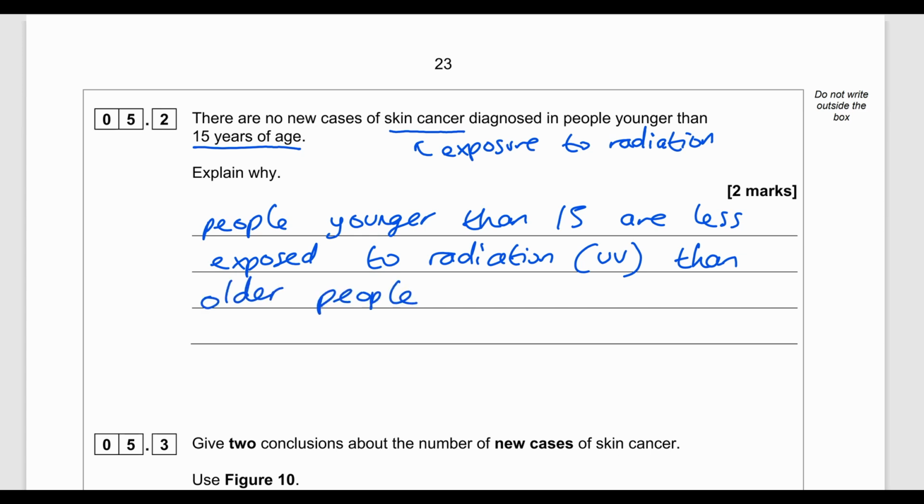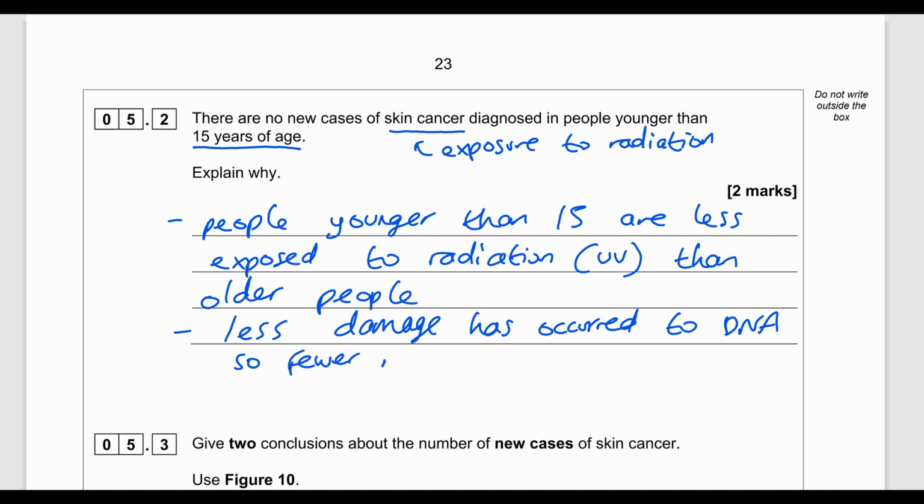But we've got to think about a second mark, and it says we've got to explain. So what might be some further information that we could add? Well, again, what is cancer due to? Cancer is due to mutations, changes in DNA. So that means that there's less of this change in the DNA. So there's less damage that occurs to the DNA. So that would mean then that there is less chance of developing cancer.